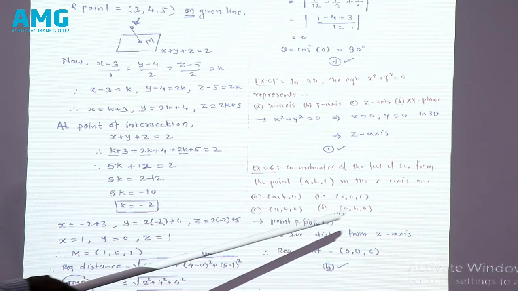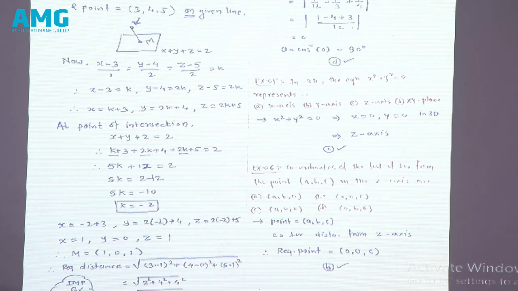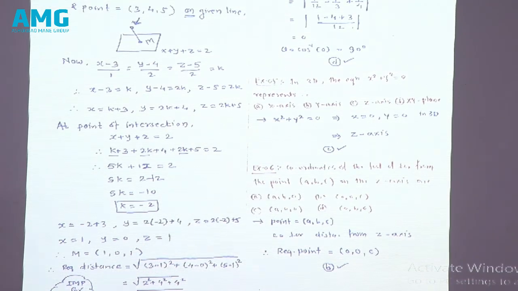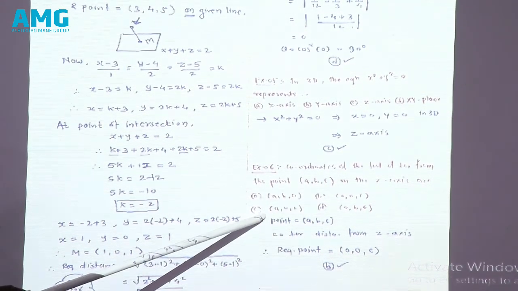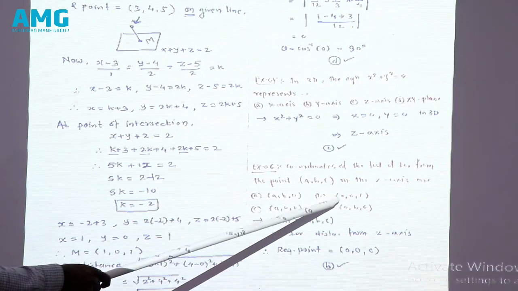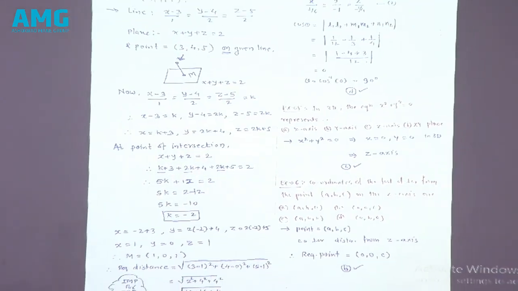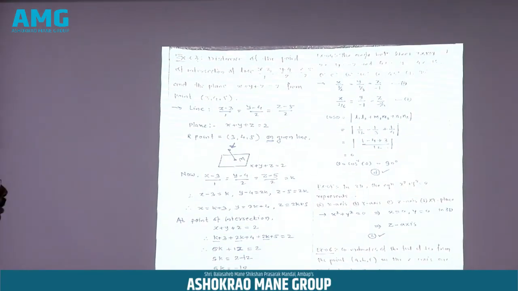If this question asked related to the y axis, then it is (0, B, 0), and related to the x axis, then it is (A, 0, 0). Therefore, be careful in such types of questions, and the correct solution is option B, that is (0, 0, C), which is available. It is example number 6. This is the topic line.